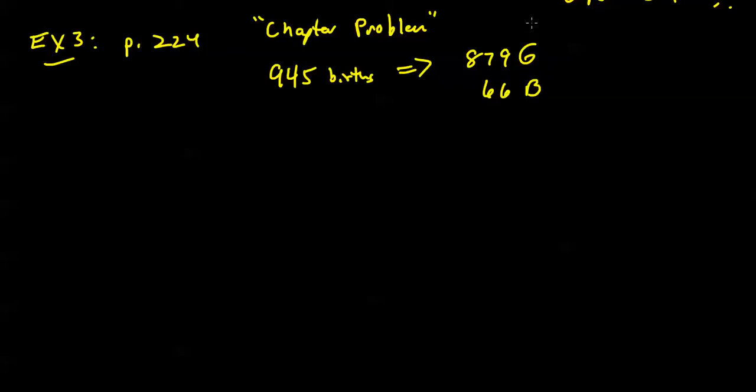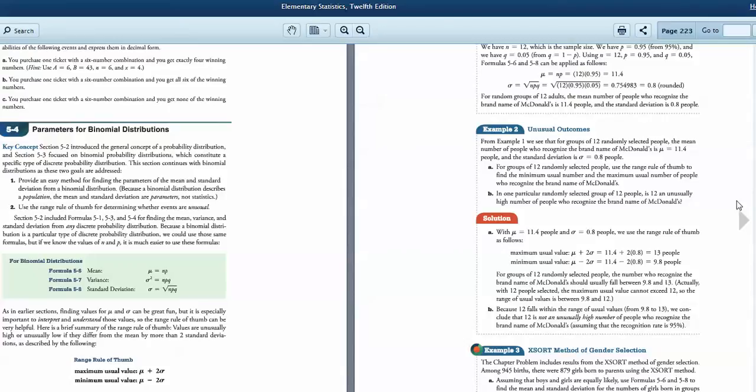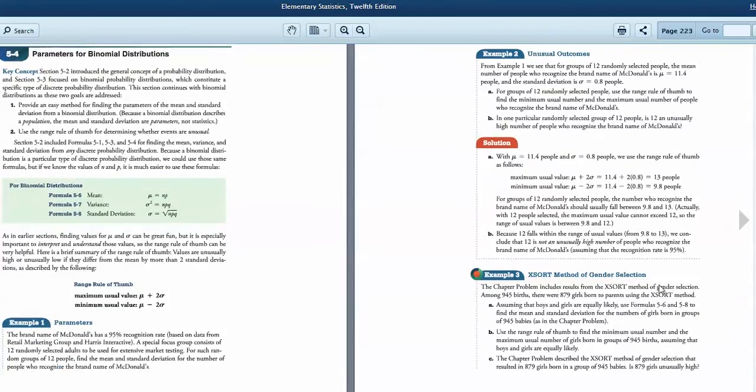All right, let's say we don't know the outcome yet, and I want to cite part A of example 3. Let me read example 3. Let's read it together. Right here in the bottom right. Part 3A I'm referring to: assuming that boys and girls are equally likely, use those simplified formulas to find the mean and standard deviation for the number of girls born of 945 babies. All right.